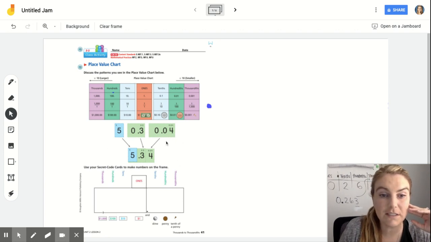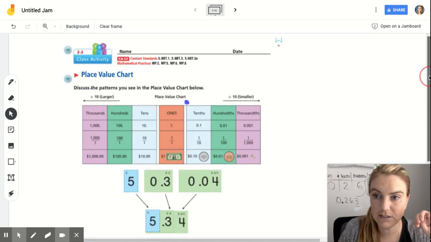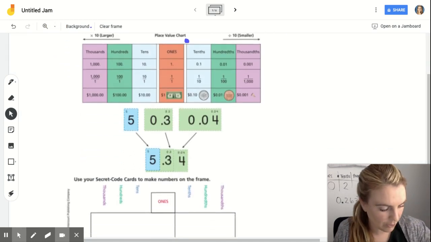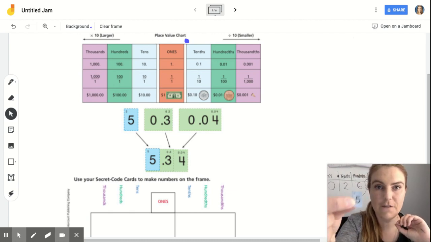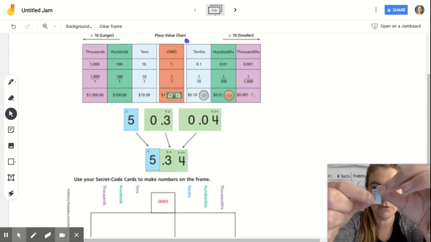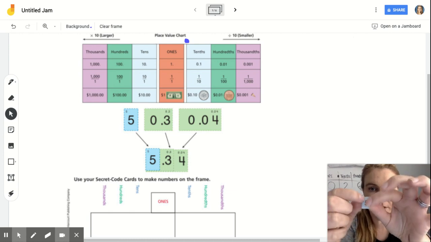And I'm just going to use the example that the book gave. Let's create this number with our secret code cards. How you fluently say this number out loud is 5 and 34/100ths. You need 3 cards to create this number, and your cards should mirror the cards that are in your book. So for the 5, I'm looking for a 5 that is blue. I'm looking for 5 ones. I already found mine, 5 ones, and when I flip it over, I see 5 $1 bills. And I also have the little 5 in the corner.